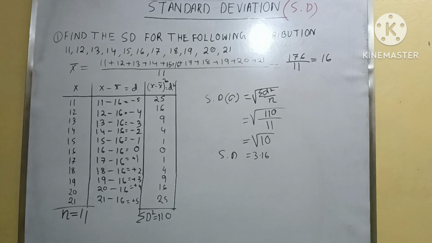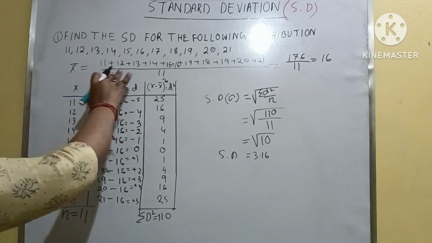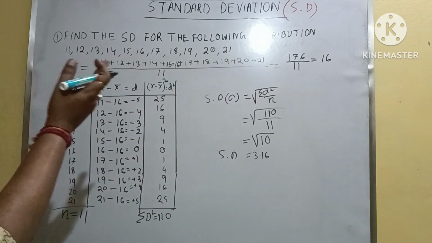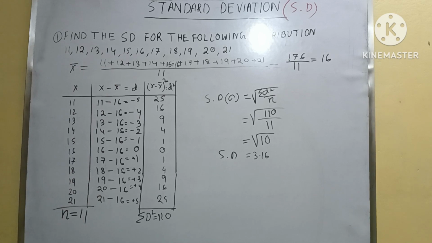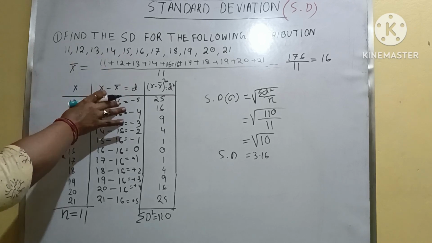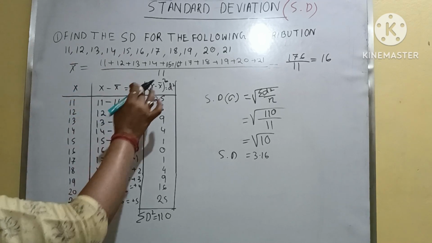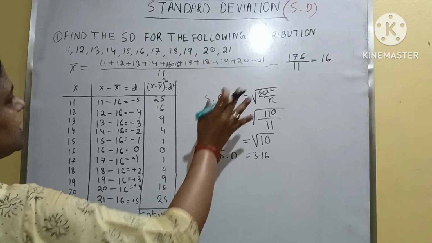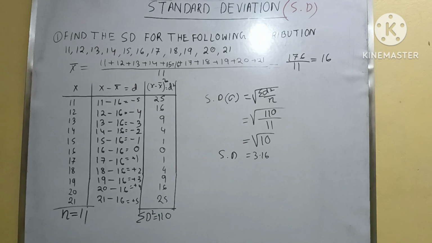It is a very easy problem because here the numbers are written in a very easy way, in a simple series, so the calculation is very easy. Just calculate the d value, square it, find the summation of the squares, and write the values here. Then you will get the SD value. So this is the calculation of how to find SD.